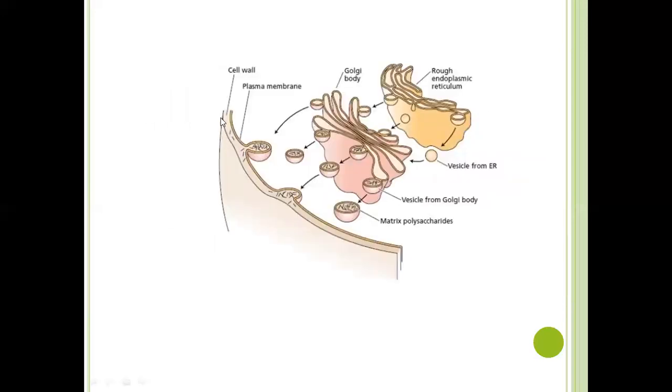This is the structure of the cell wall. This is the plasma membrane, Golgi bodies, vesicles, matrix polysaccharides. Vesicles form from the endoplasmic reticulum, and these are the rough endoplasmic reticulum.